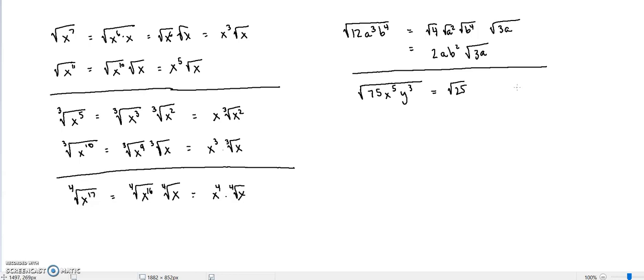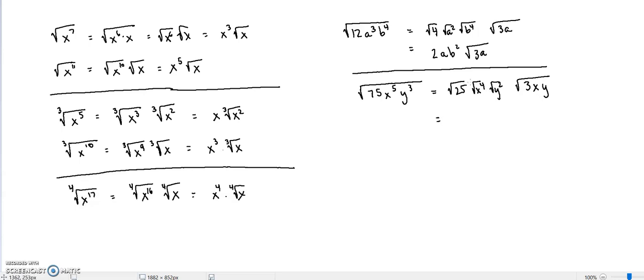So I can take the square root of 25. I can't take the square root of 3. That's going to be my leftover pile. I can't do the square root of x to the 5th, but I can do x to the 4th and 1 left over. And then y to the 3rd I can't do, but I can do y squared and 1 left over.